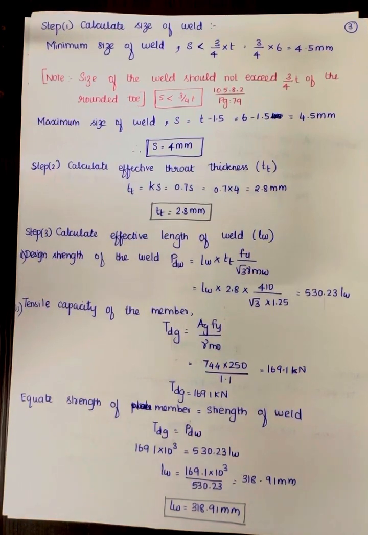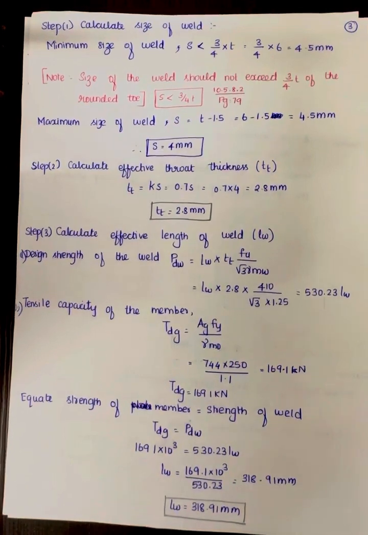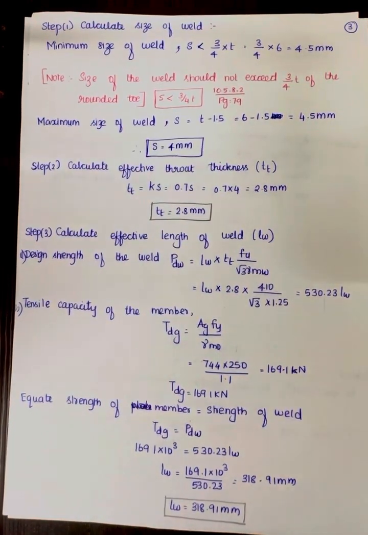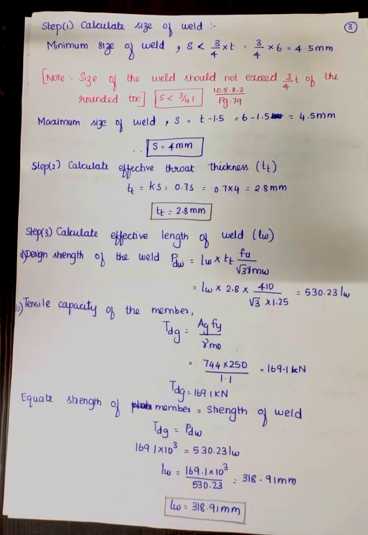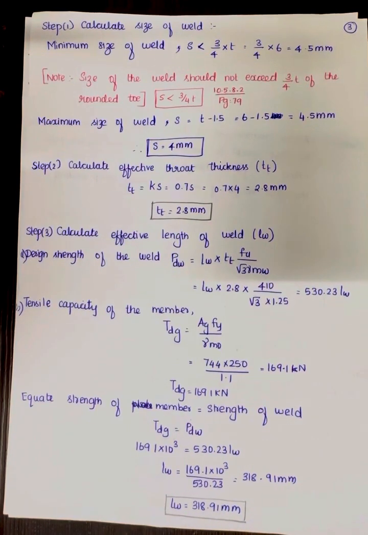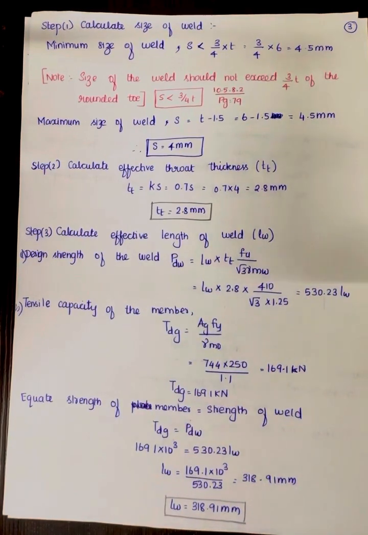So I have gone for S is equal to 4 mm because size should be less than 4.5. So greater than 3 but less than 4.5. So I went for 4 mm. Okay. Next is the step 2. We need to calculate the effective throat thickness. What is TT? TT is equal to K into S. You know what K? K is equal to 0.7. That is available on page number 78, on table number 22. We saw in the last problem.